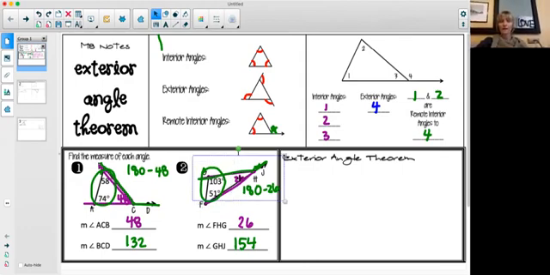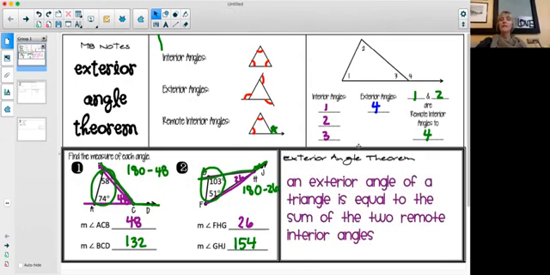Now, you can continue to do it this way if you want. That's great and that's fine. If you want a little bit faster and more efficient way, we're going to start using the exterior angle theorem, which says that the measure of an exterior angle of a triangle is equal to the sum of the two remote interior angles. So all you have to do to get that exterior angle is add up those two.